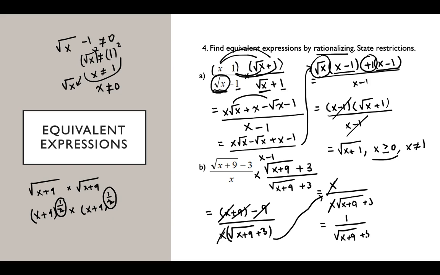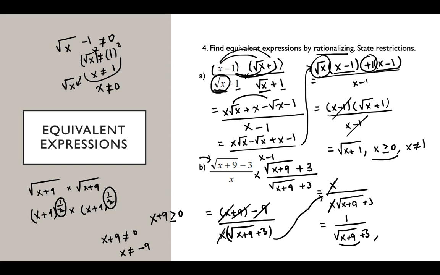plus 3. Okay, so in this example, it's okay to have a radical in the denominator, because we started off with a radical in the numerator. Now, don't forget the restriction. It's going to be x plus 9 greater than or equal to 0. That's the idea behind it.